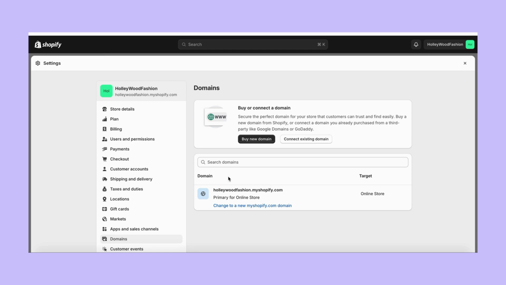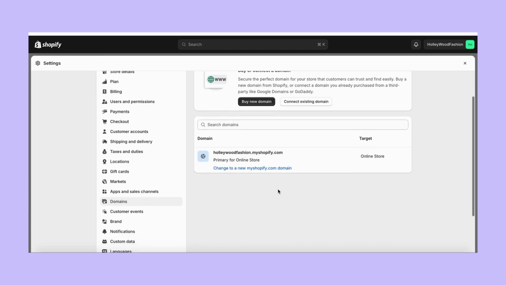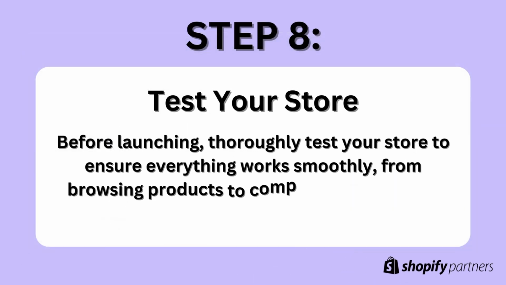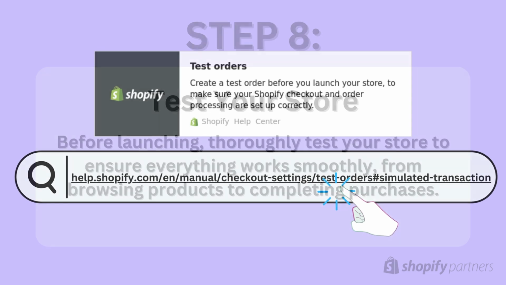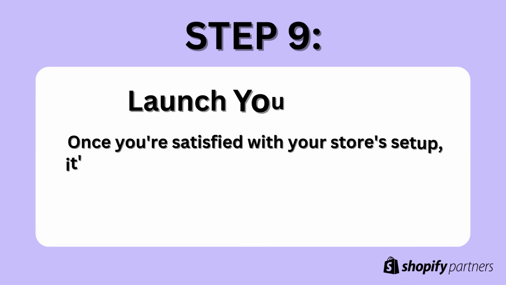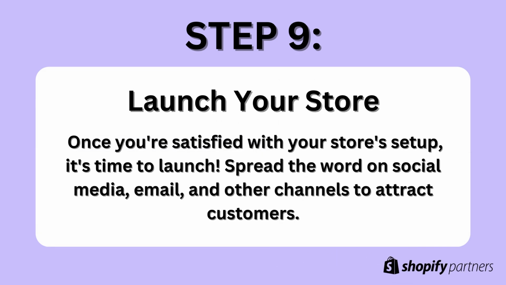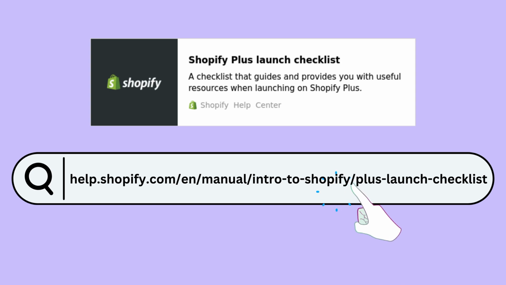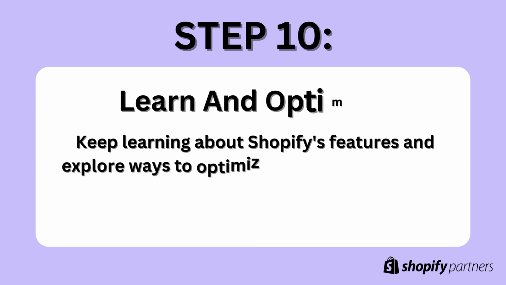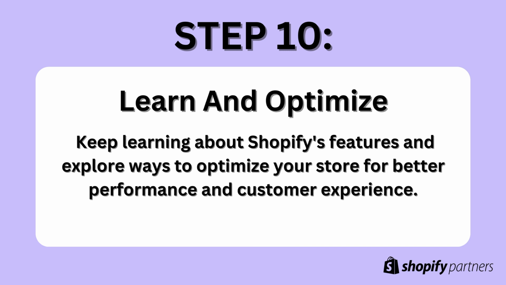Okay, now that we're done with the domain portion, we're going to hop over to step 8, which is testing your Shopify store, which we will be providing you with a link right here to actually test your store out and read through some of the manuals that Shopify provides to do test orders. Then we're going to step into step 9, which is launching your store. Again, we're going to provide you with a link. It's a checklist that Shopify provides. But step 10, learning and optimizing your store, is something that you have to do on your own, or we can provide you with that information.